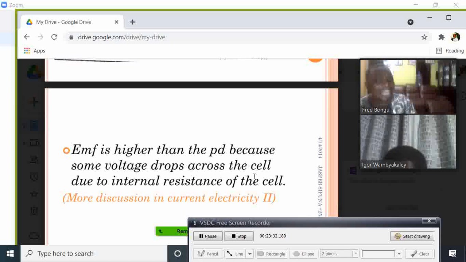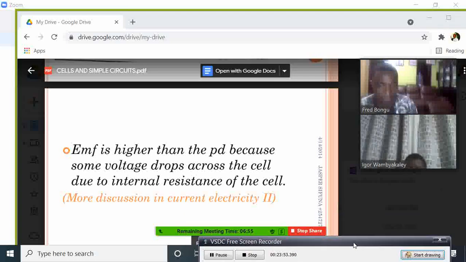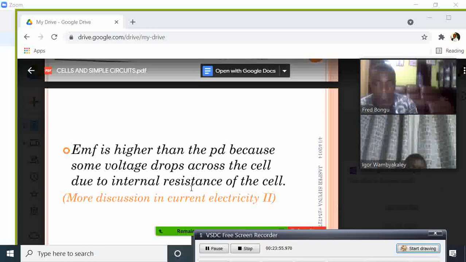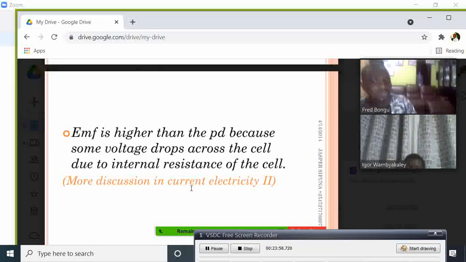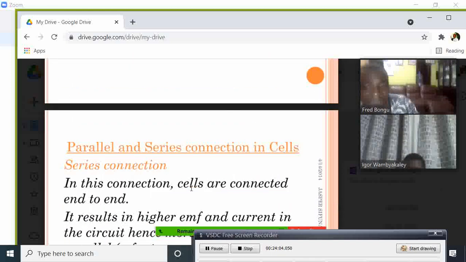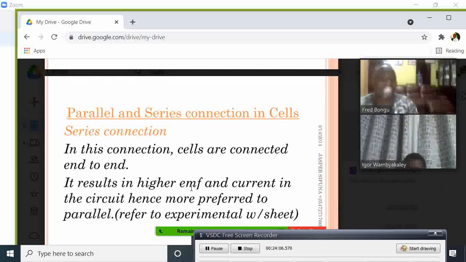Therefore, the EMF is always higher than the PD. You can be asked, why is the EMF higher than the PD? It's because all of them refer to the voltage, but one is supplying current, the other one is not supplying. And if you are supplying, we expect it to drop because you are using. Most of this, we are going to look at the current in Form 3, but for now, this is enough. We also did some connection on parallel and series connection in cells.